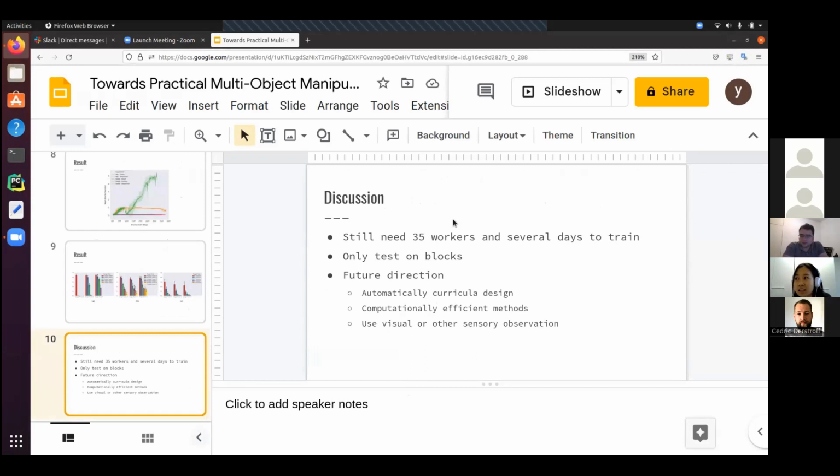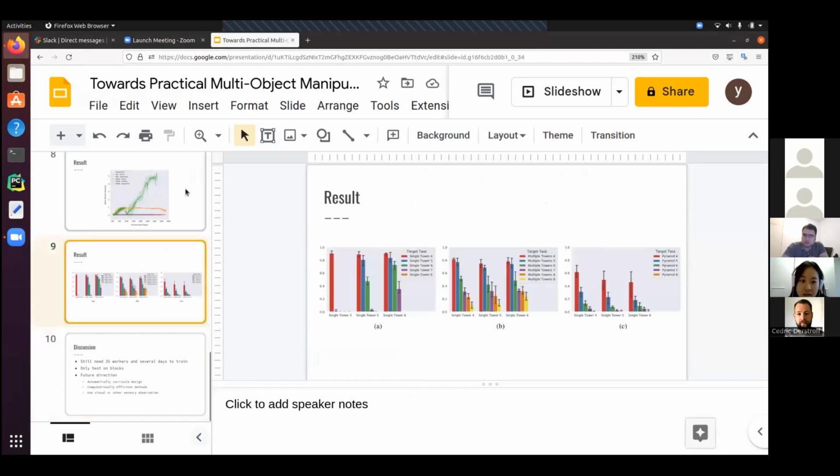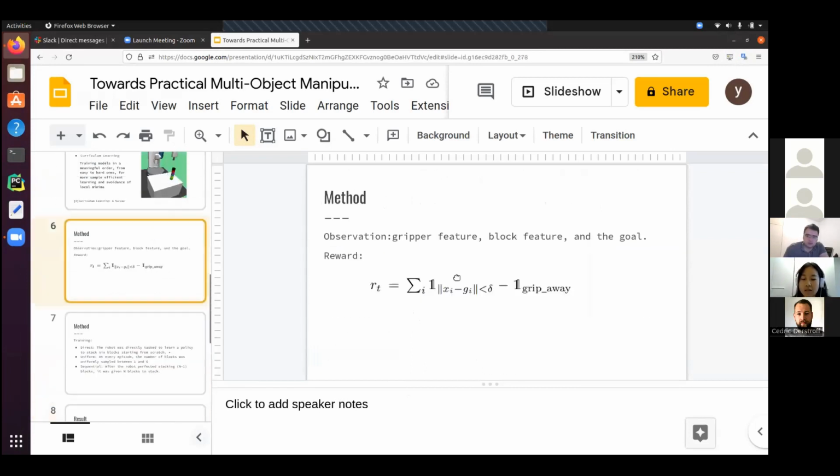Yeah, thanks for the presentation. So what is the state observation that they're using right now? Wait a moment. This observation is the gripper feature, meaning the position of the gripper, and also the position of the blocks, the position, angle and orientation, and also some speed of the block. And the goal is just some goal position. And I believe that the goal positions are fixed during the training, right?